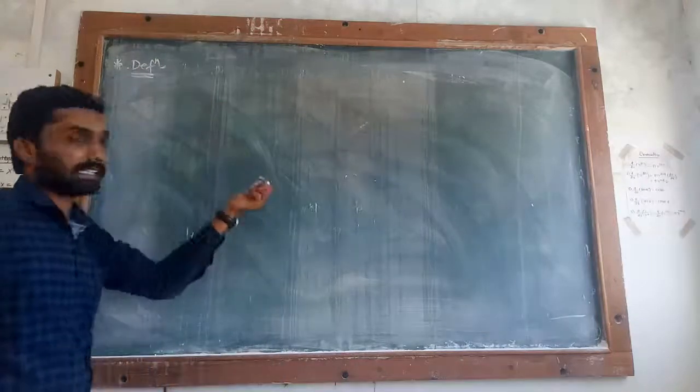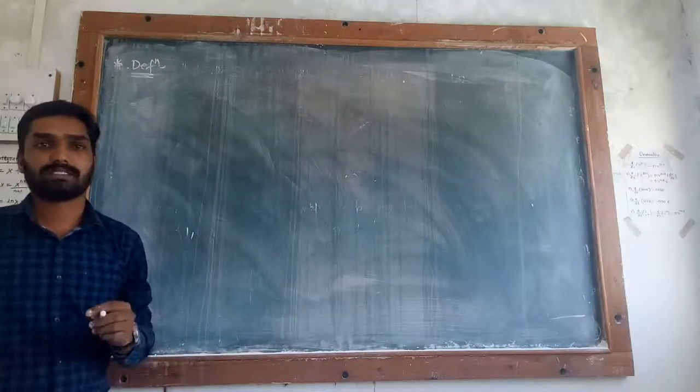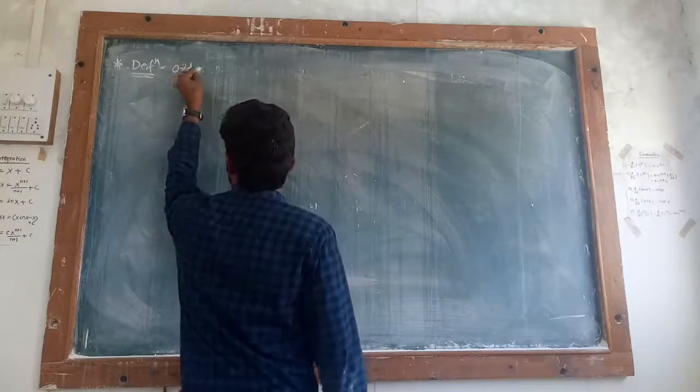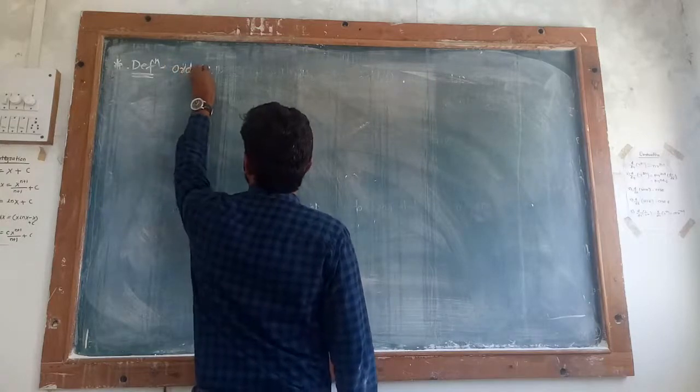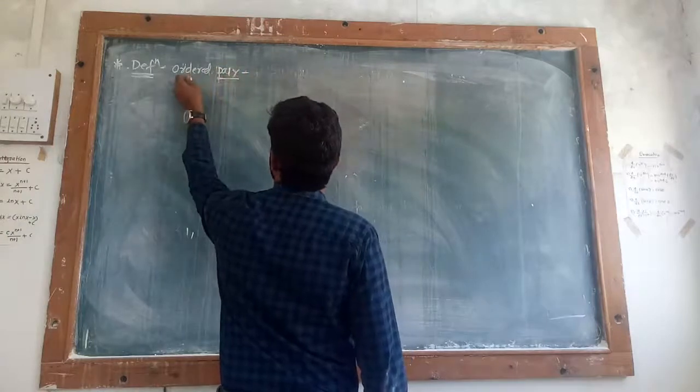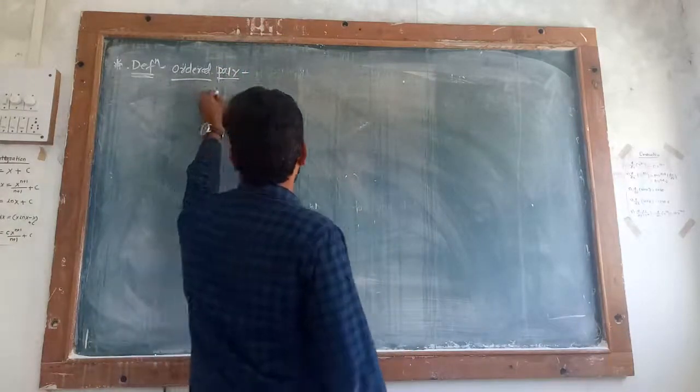Cartesian product. For the Cartesian product, we must first know what is meant by an ordered pair. So what is meant by an ordered pair? Okay, so this is our definition.